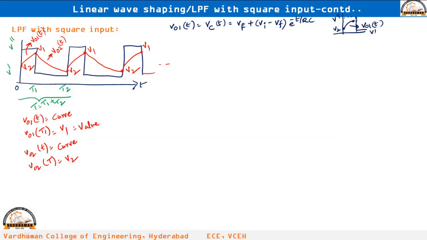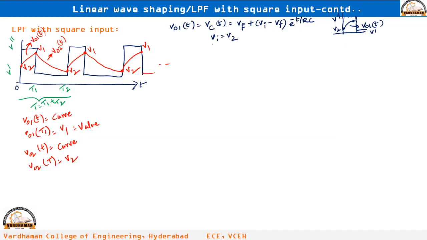So now listen carefully. What is the V final? What is the V initial? Okay, the curve starts at, that means the capacitor voltage starts at V2. Okay, you can see the waveform clearly. The output voltage or the capacitor voltage starts at V2. That means Vi is equal to V2.